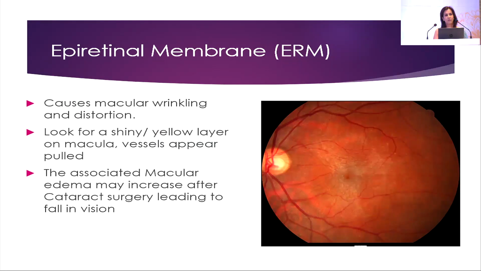ERM is a very common disease, may not require treatment at all the points, but this is also age-related. Look for a grayish, yellowish membrane over the macula. The discoloration is the key point. And the second thing is you might find the vessels being pulled or straightened. So these two signs will give you the indication.